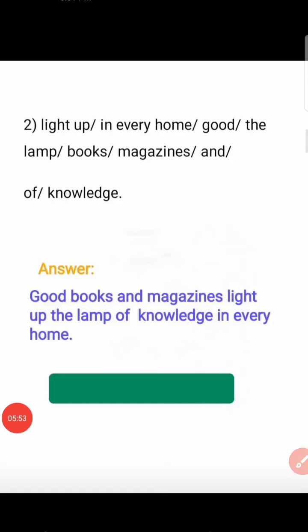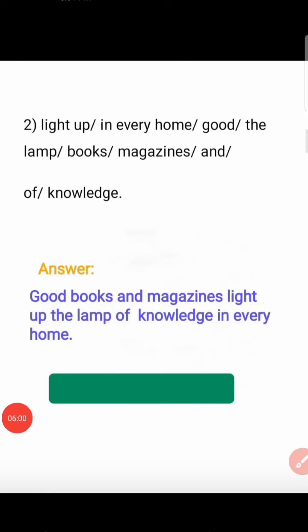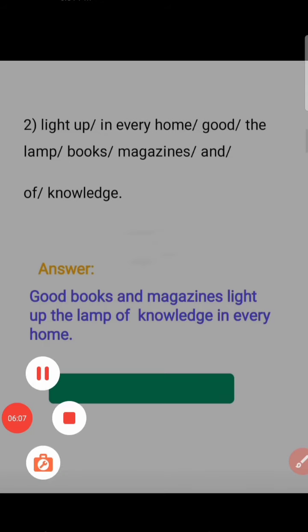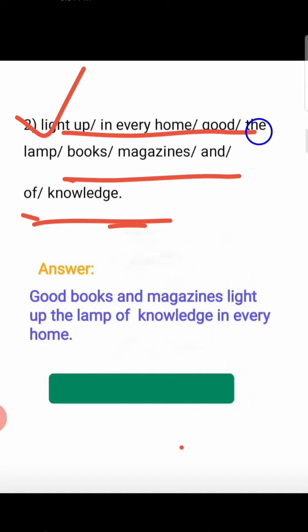Let me give you some more examples so that you can understand the rearrangement of jumbled up sentences in a better way. Look at this bunch of words: light up in every home, good, the lamp, books, magazines, and of knowledge. Obviously, this group of words doesn't make any sense.